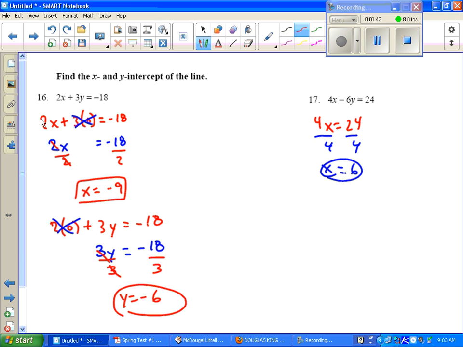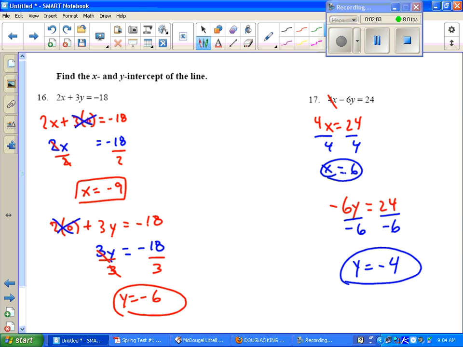In order to find your y-intercept, plug in 0 in place of x. So 4 times 0, cancel that part out and just leave you with negative 6y equals 24. Divide by negative 6 on both sides to cancel it out, and y's value will be negative 4. So your x-intercept for number 17 is 6, and your y-intercept is negative 4. For number 16, again, your x-intercept is negative 9, and your y-intercept is negative 6.